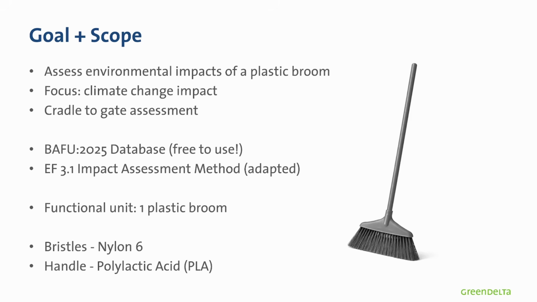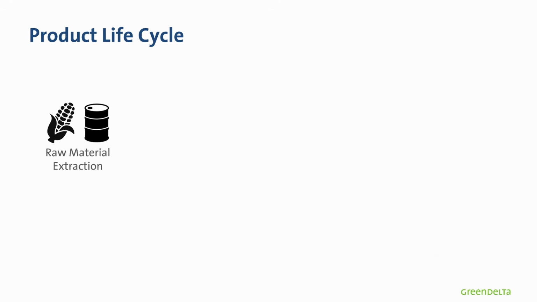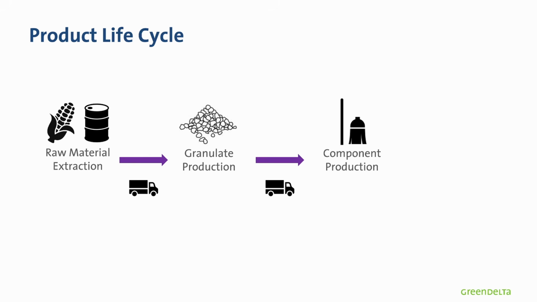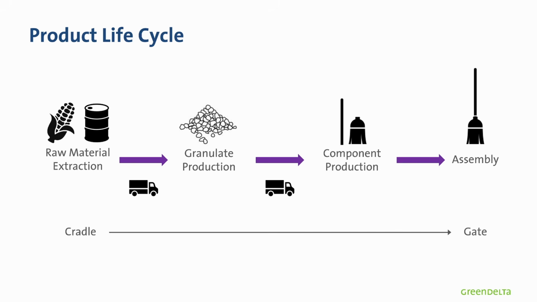And the bristles in this case will be made of nylon 6 and the handle will be made of polylactic acid, PLA. So I mentioned that we'll be looking at this product from cradle to gate. So that starts with raw material extraction, in this case maize for the PLA and oil for the nylon. And then there's a transport phase there and we have our granulate production. So we end up with our polymer granulates. This then gets transported to the place where the broom is manufactured. And we have our individual components, the handle and the bristles, that are produced. And then the broom is assembled. So that goes from the cradle to the gate.